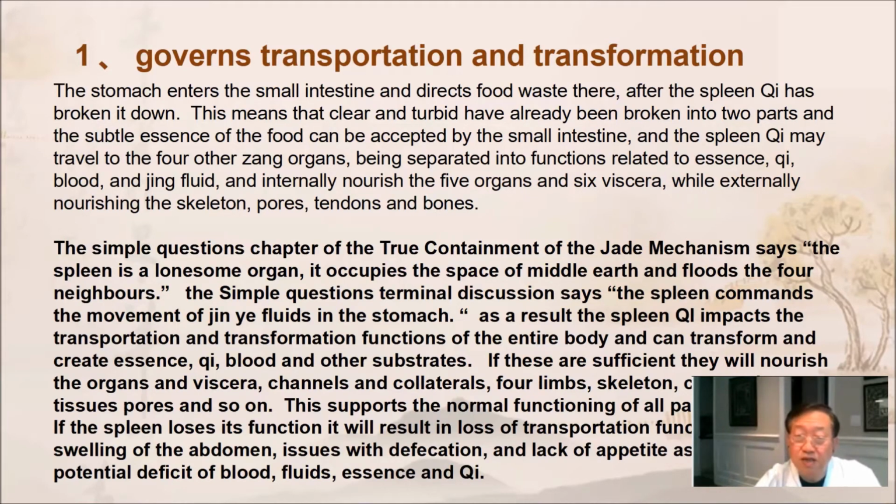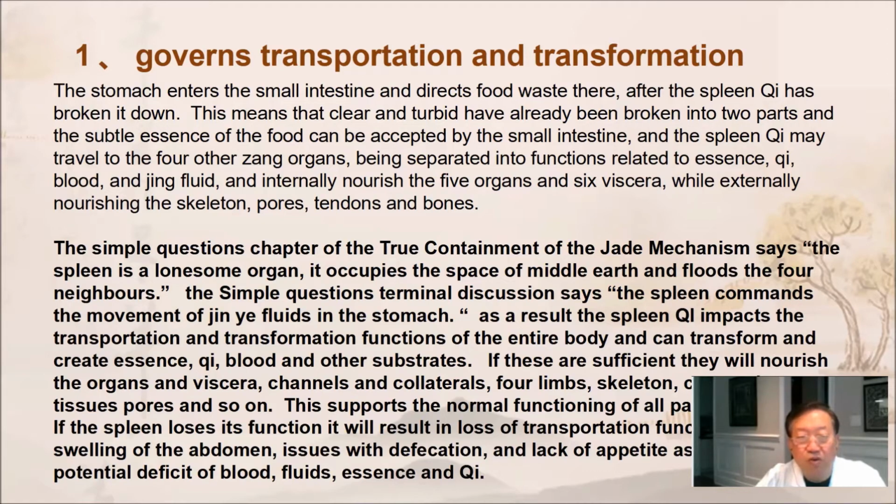qi, blood, and jing fluid, and internally nourish the 5 organs and 6 viscera, while externally nourishing the skeleton, pores, tendons, and bones. The Simple Questions chapter of the True Containment of the Jade Mechanism says, the spleen is a lonesome organ. It occupies the space of Middle Earth and floods the 4 neighbors. The Simple Questions terminal discussion says, the spleen commands the movement of jin-ye fluids in the stomach.